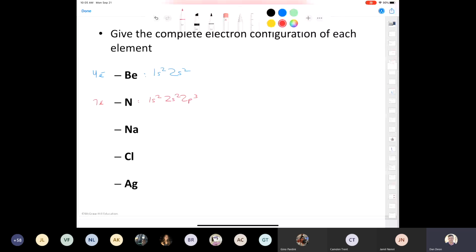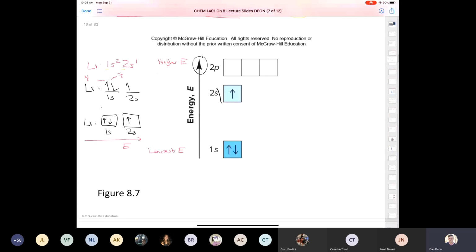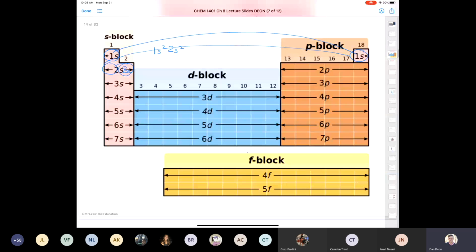Let's try something tougher. Let's go to sodium, which has a total of 11 electrons. Let's go back here. This is why you got to have a periodic table, my friends, because you need to know where sodium is in the periodic table, and sodium is right here. This is where you find Na. So we've already gotten thus far to the 4th electron. So we go from 1s2, then we go to 2p1, 2p2, 2p3, 2p4, 2p5, 2p6.